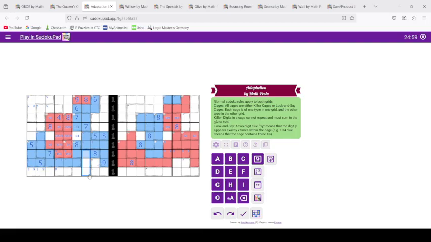7 is in this cage over here. So if that were a killer cage, then to add up to 13, it would need 6 more, which could be 1, 5, or 2, 4. Both of which work.